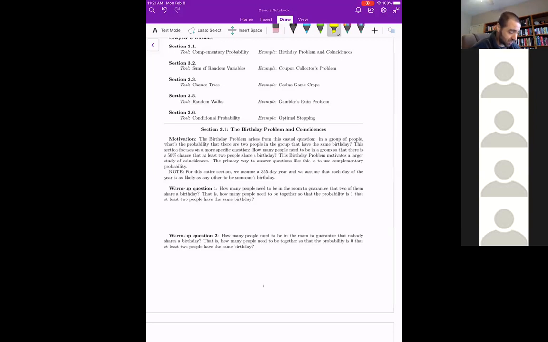Okay, so in particular, how many people need to be in the room so there's a coin flip's chance that you get a birthday hit like that, 2 people sharing the same birthday? And the birthday problem motivates a larger study of coincidences. Okay. So for this entire section, we assume 365 days in a year. Each day is as likely as any other to be somebody's birthday. In practice, that's almost true, but not exactly true.